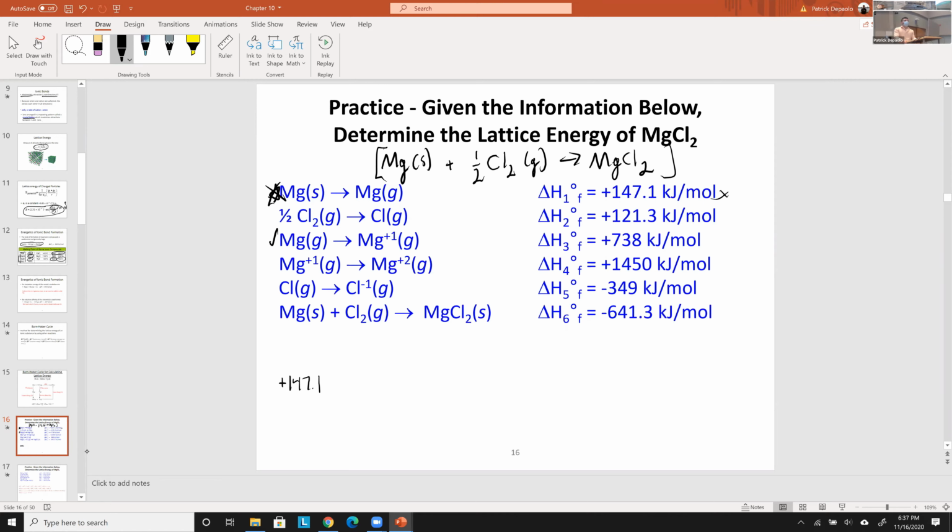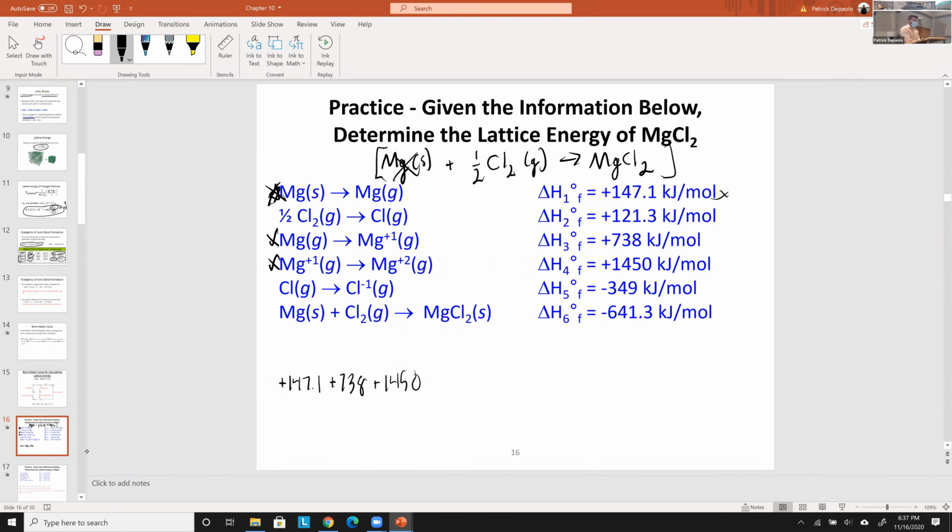Naturally, it's in group 2A, so it has a 2+ charge. So it goes from Mg plus 1 to Mg plus 2. We need to add both of those, so those are going to be plus 738 plus 1450. Now these are done. We're done with magnesium.